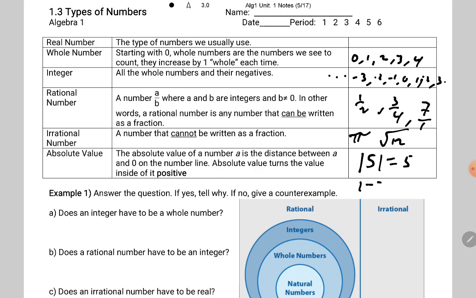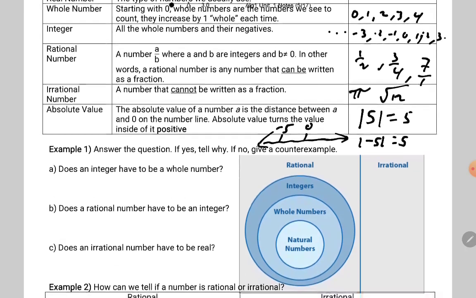Absolute value of -5. So if I looked at a number line here and say here's 0, here's -5, how far is it from 0 to -5? It is still 5. Distance is always positive. We can't have negative distance when we're measuring things. So that's how absolute value works. And we'll do more examples in a bit.